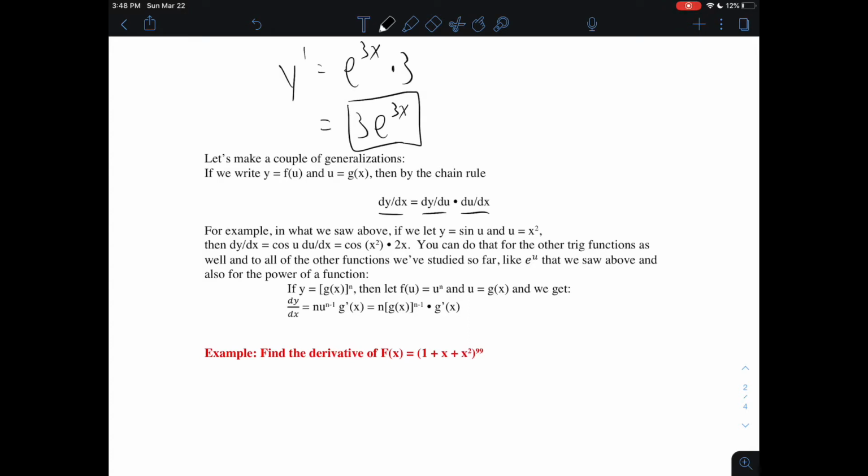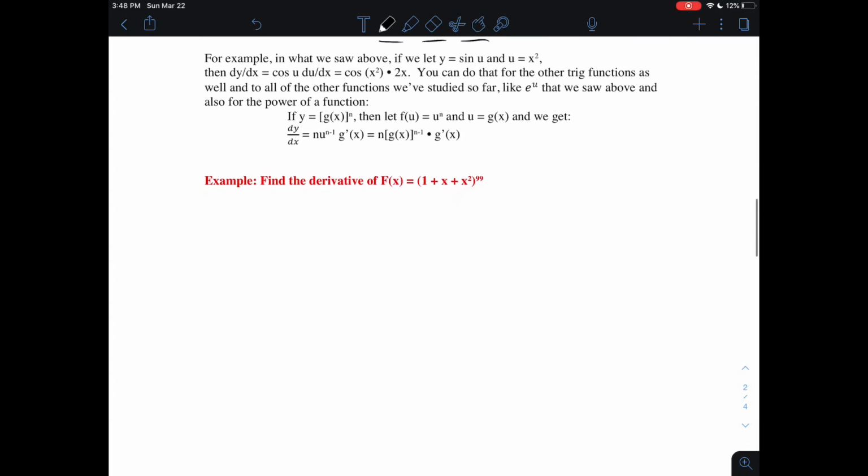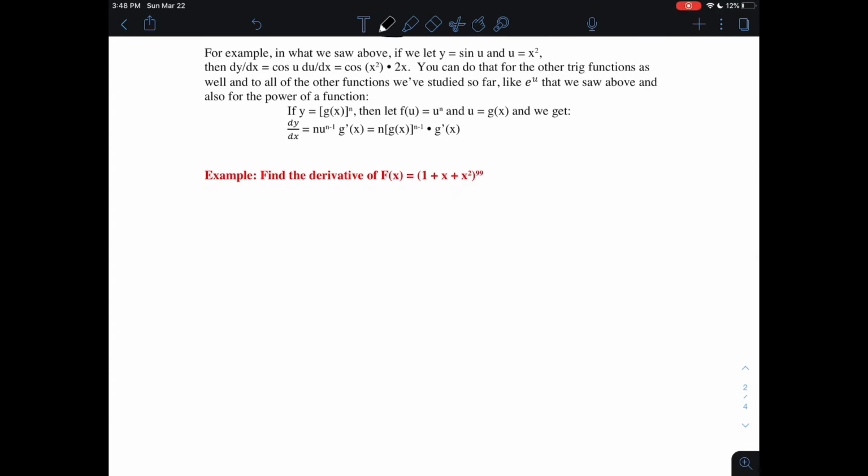So now let's just do a few more. Find the derivative of capital F of x, which is equal to 1 plus x squared to the 99th power. To understand why we're looking at the chain rule, just think if you had to do this from a previous rule, you'd have to use the product rule, which would be 99 copies of 1 plus x squared. So we don't obviously want to do that. So by the chain rule, and from the generalizations that we just saw above, I can use what's written right here. In this case, n is the power 99.